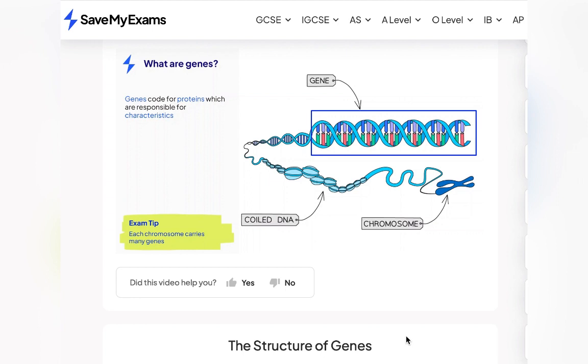Genes can have different versions which result in slightly different proteins and therefore slightly different characteristics. These different versions of a gene are called alleles. An individual inherits one allele for each gene from each parent.